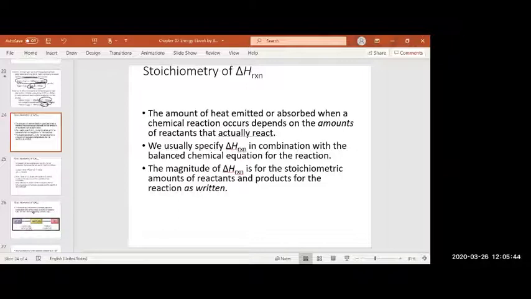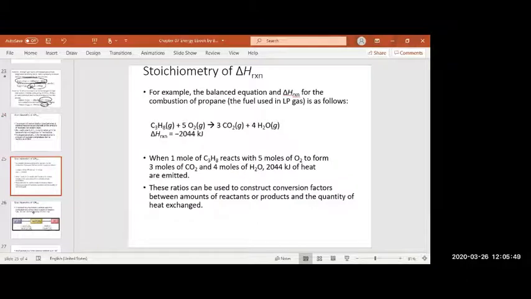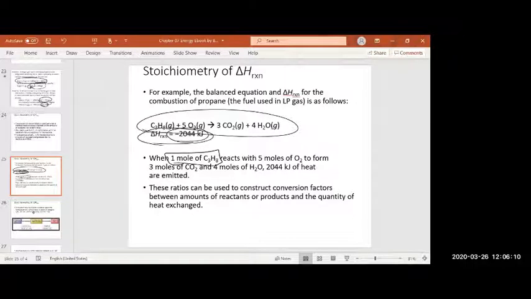Okay, one more thing about the stoichiometry. So look here, whenever we have a delta H value for a reaction, what does it represent? Here it represents that value for 1 mole of, for example, the C3H8. Here, delta H, this value, minus 2044 kilojoule, it is for 1 mole of C3H8 and 5 mole O2, and the 3 mole CO2, and 4 mole of H2O.